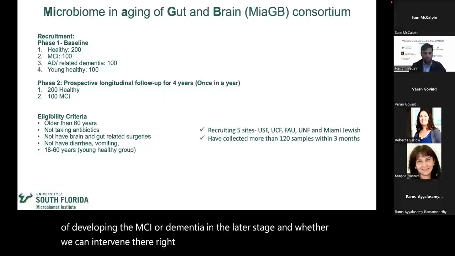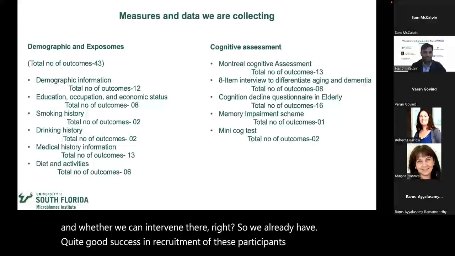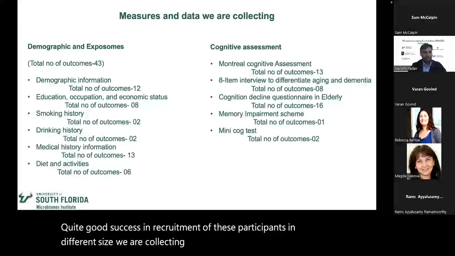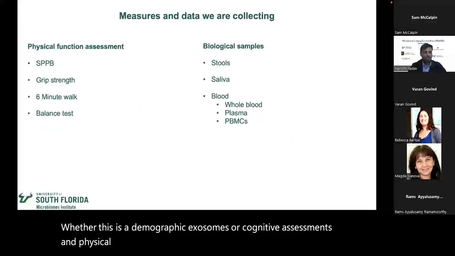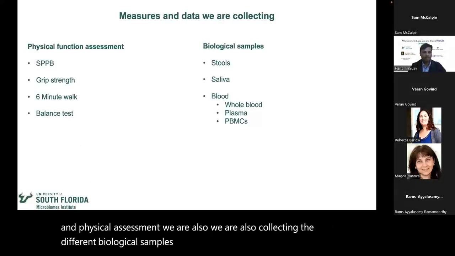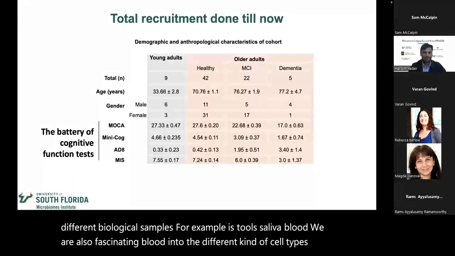We already have quite good success in recruiting participants at the different sites. We are collecting a lot of measures, whether demographic, exposomes, cognitive assessments, or physical assessments. We are also collecting different biological samples, for example, stool, saliva, and blood. We are also fractionating blood into different cell types to isolate them.